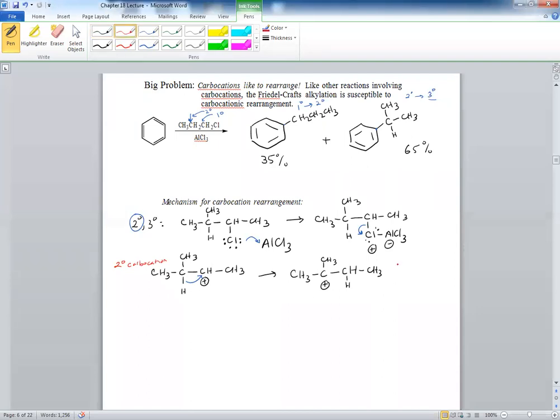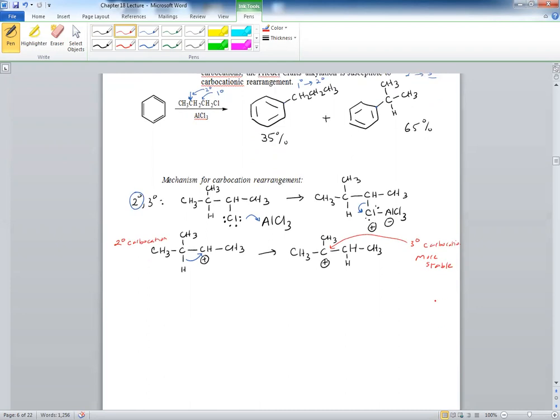What you have now is a tertiary carbocation, which is more stable. So that's what happens with rearrangement: if there is a chance that you can make the carbocation more stable by increasing the carbons around where that positive charge is, then you should take that opportunity. So very well. And for primary, that also happens.